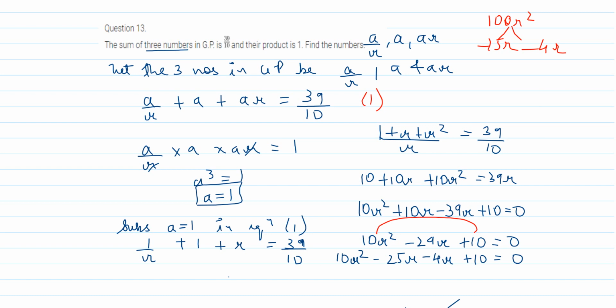Taking these terms will give me 5R is common in the bracket, (2R minus 5), and minus 2 is common, that is (2R minus 5) is equal to 0, or 5R minus 2 is equal to 0. That is R is equal to 5 upon 2 or R is equal to 2 upon 5.